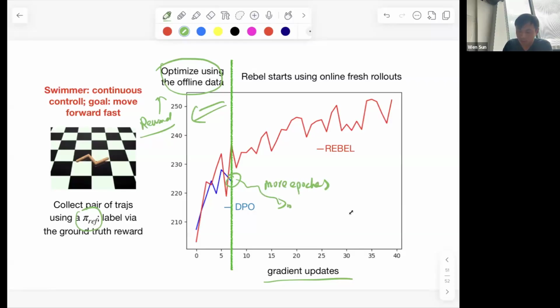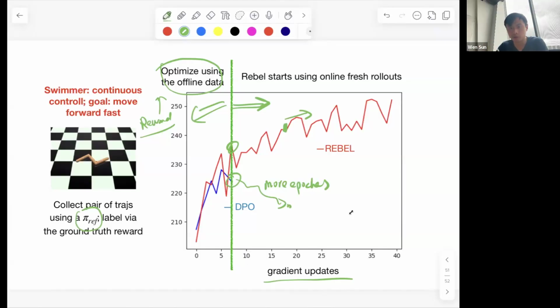And now for Rebel, everything on the right-hand side of this green bar is optimization using fresh online rollouts from your policy, right? Because at this point, Rebel has already done optimization on the offline data, and now you get some good policy. So you pick this policy, generate more fresh online trajectories, label them using your reward model, and then run another round of optimization. You stop somewhere here, for instance, then you generate new fresh data, and we repeat this 5 times.